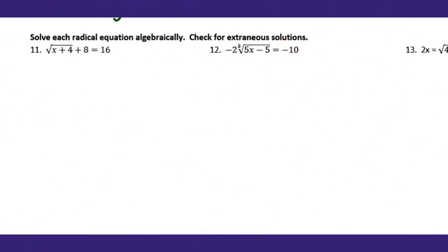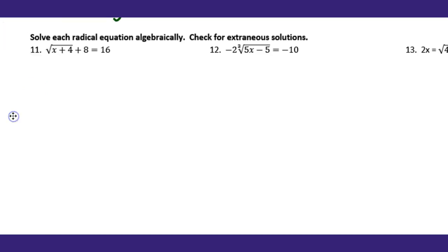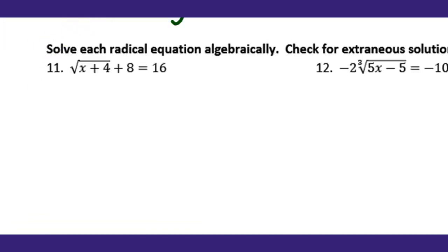All right, so right here we're going to pick this video off on number 11. In number 11, we're going to solve each radical equation algebraically and then check for extraneous solutions. So to start this thing off, here's what we're going to do. Let's get a little zoomed in.